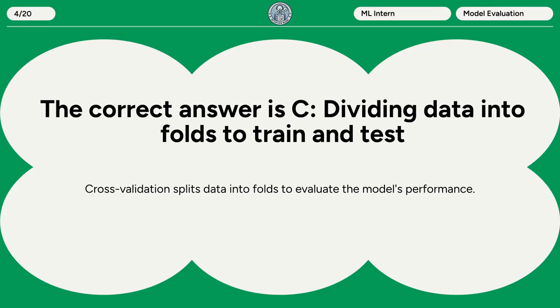The correct answer is C. Dividing data into folds to train and test. Cross-validation splits data into folds to evaluate the model's performance.